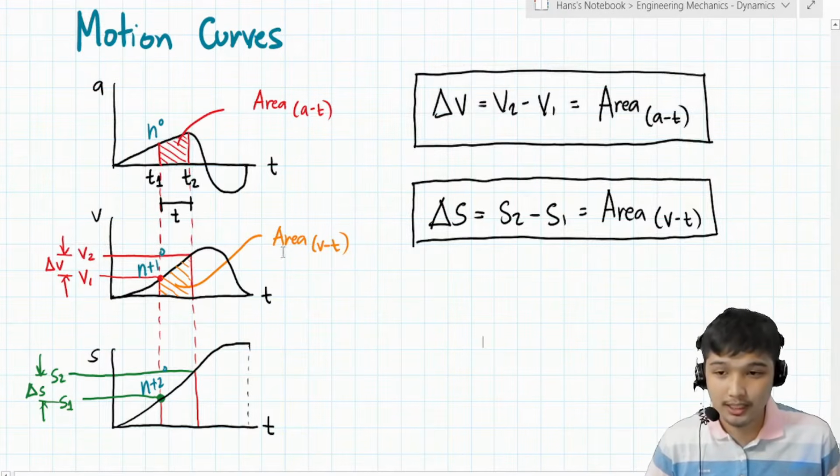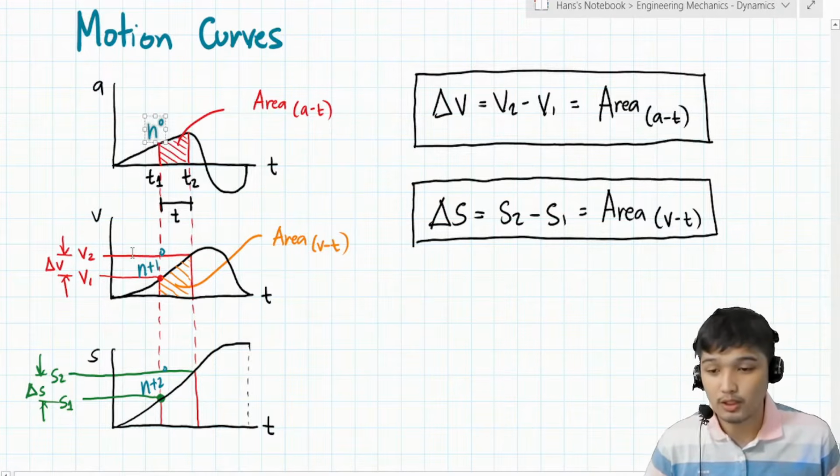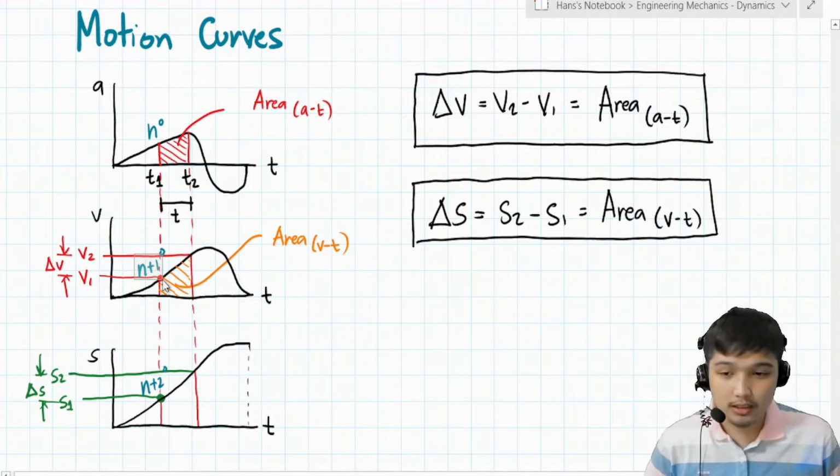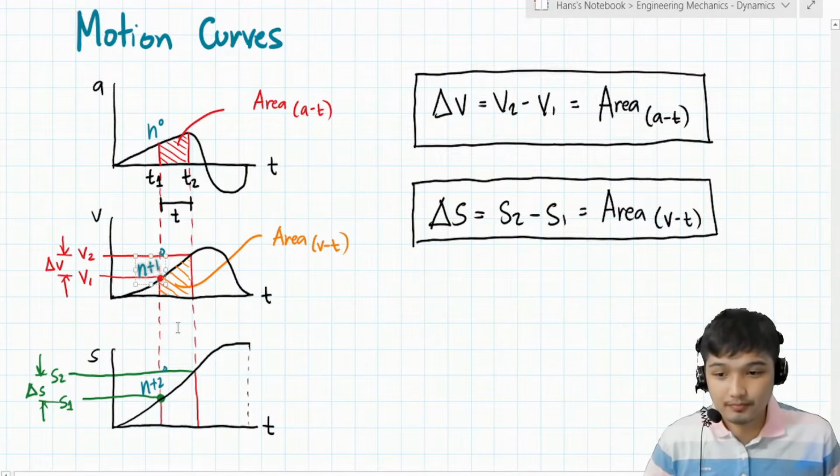And then take note that if this one is n degree, so therefore the velocity time diagram will always become n plus 1 degree. Okay, that is 1 degree higher always, doon sa acceleration time diagram. Okay? So the same with the position time diagram.